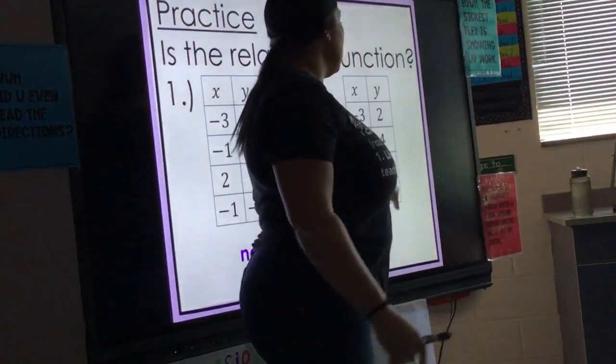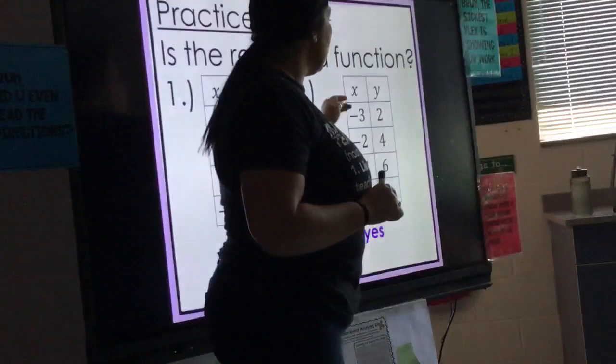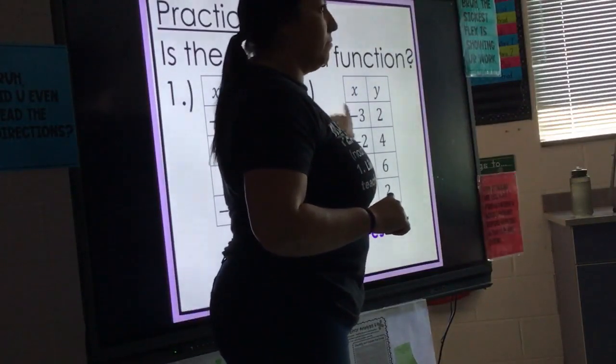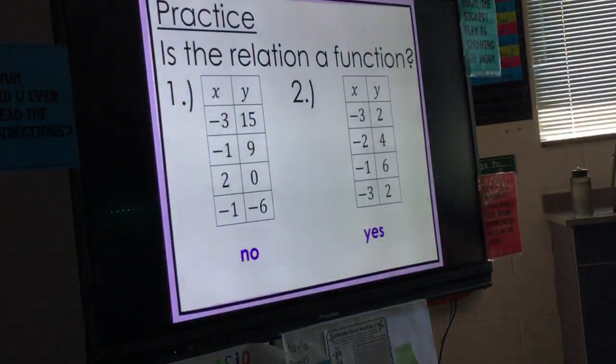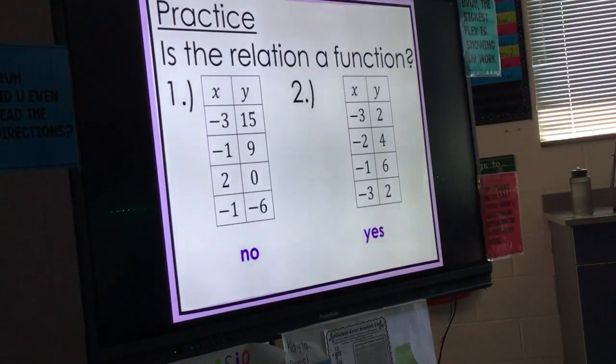So for number 2, you should see a pattern here, right? The other thing you should notice is this and this are the same: -3, 2 is the same as -3, 2. And in order for the y's to have a pattern like that, you have to have a function that works. Like you have to have something times x will give you that y. So this is yes. It's because it has a pattern. And it's the opposite of this. So it'd be pattern and one input for one output. So that's the reasoning.